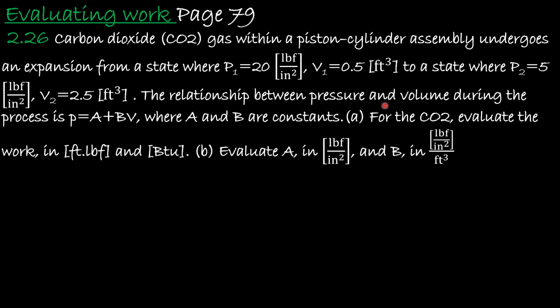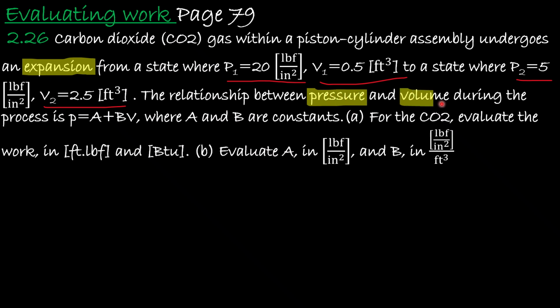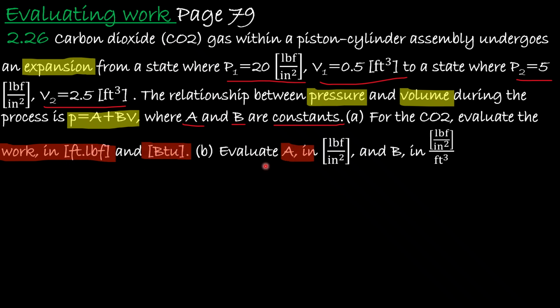The relationship between pressure and volume during the process is P equal A plus BV, where A and B are constants. We are asked for the carbon dioxide, evaluate the work in feet times pound force and BTU, and we are asked to evaluate A in pound force per inch squared and B in pound force per inch squared per feet cube.